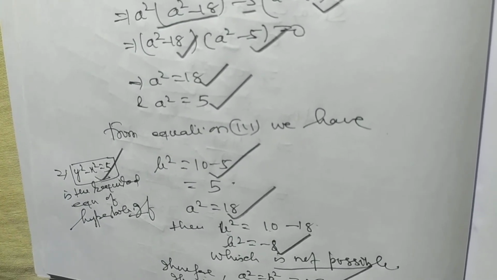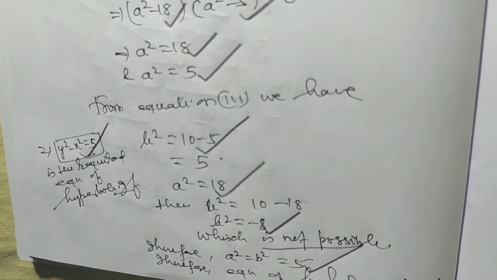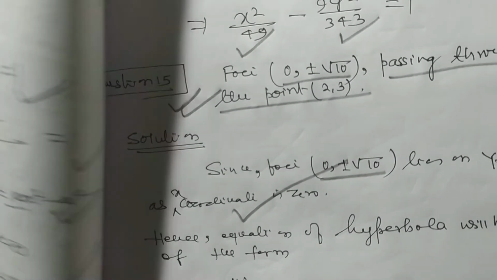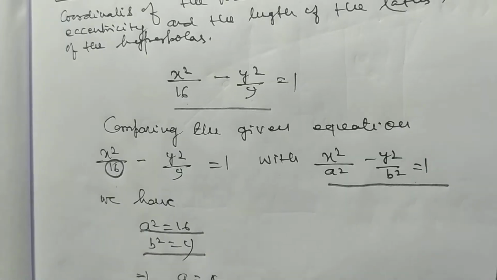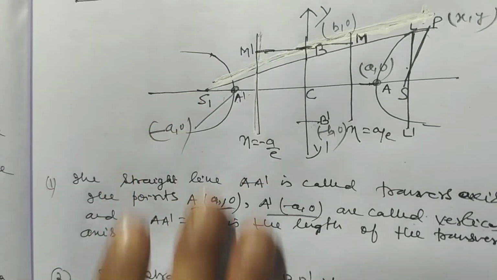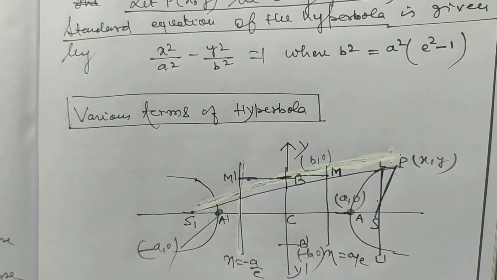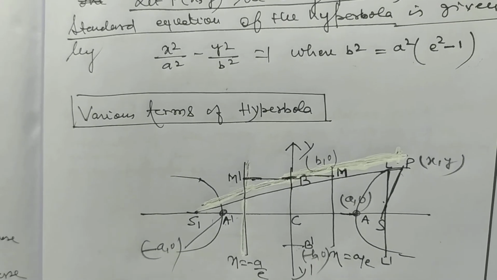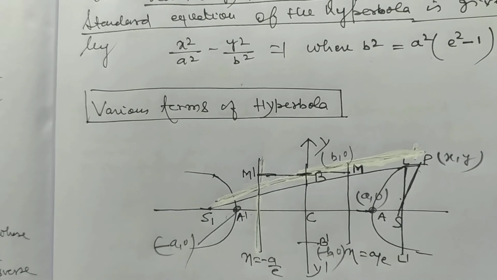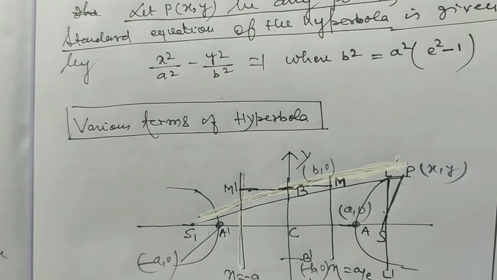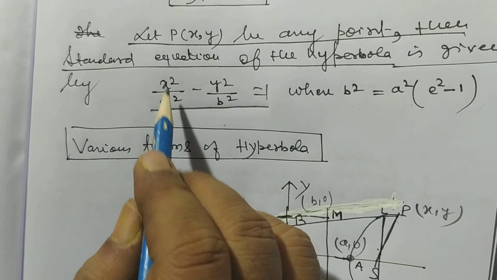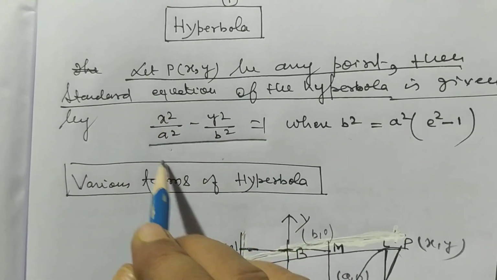My dear students, today we have discussed almost all the problems of the NCERT book, and we have already explained the important points of the hyperbola, and instead of derivation, here we have adopted the process. What process? We have already explained the important terms of the hyperbola, and we have written the equation of the hyperbola, that is x square by a square minus y square by b square is equal to 1.